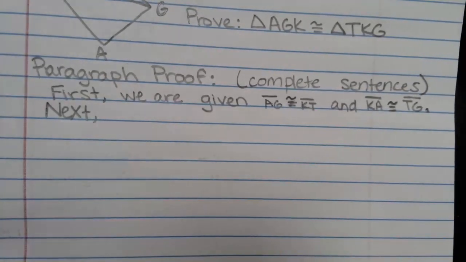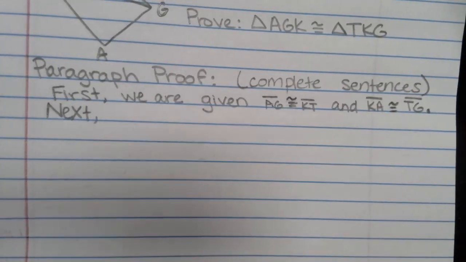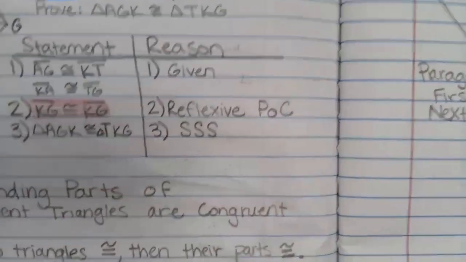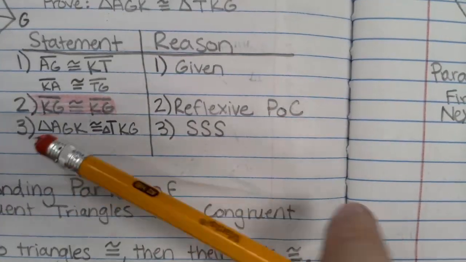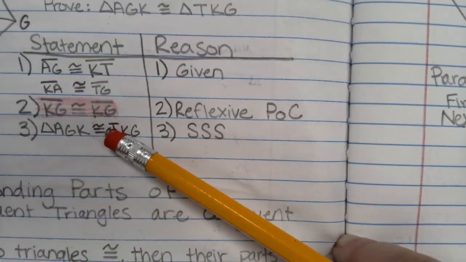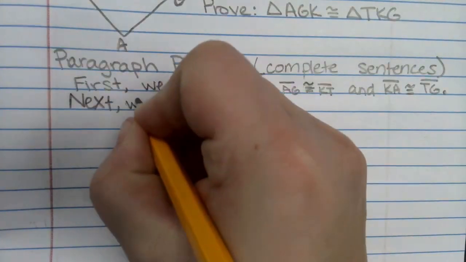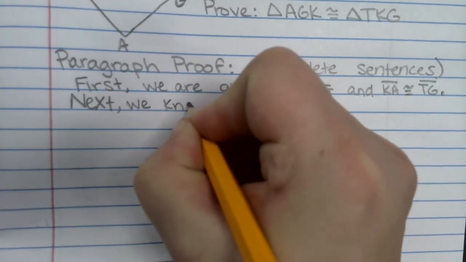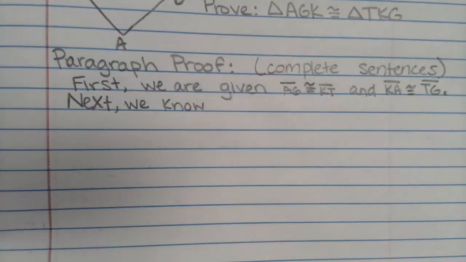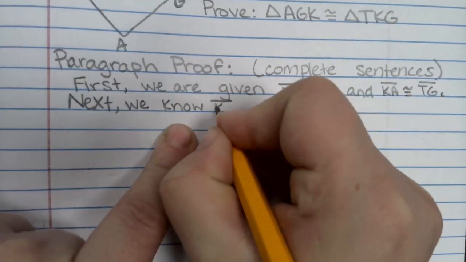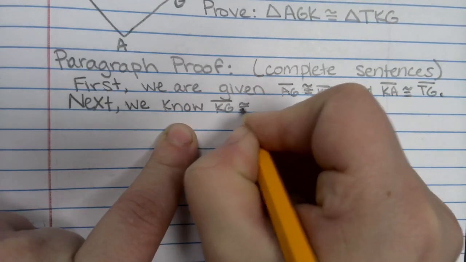All right, and as I look at my second step here, and go back to my second step, what was the next thing that we knew? KG is congruent to KG. So next, we know. Now, anytime we write a paragraph proof, for some reason, we generally use like the we pronouns. We don't say I know or you know. We say the we because we assume that this person's doing the problem with us. Okay, so next we know KG is congruent to KG.